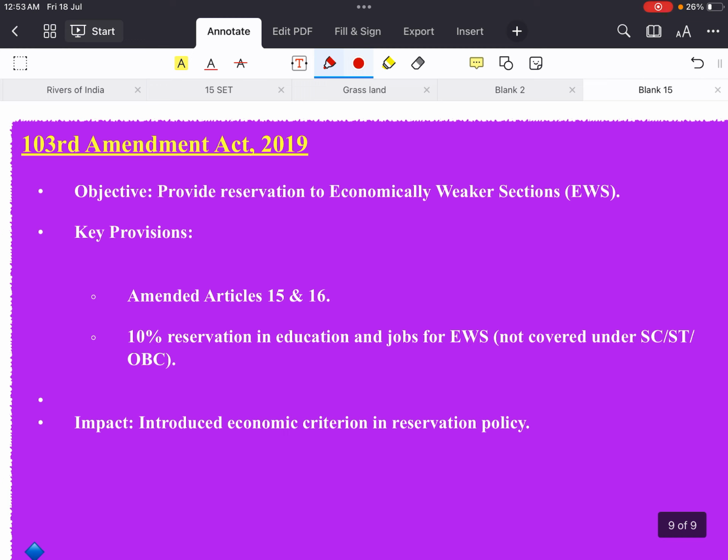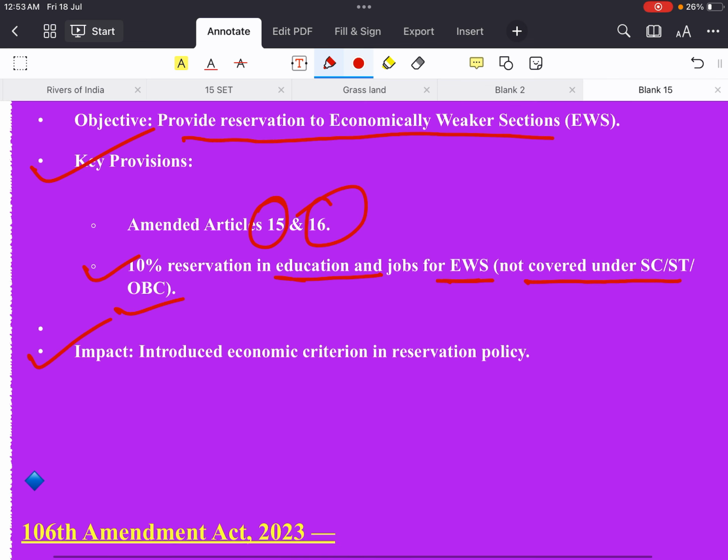103rd Constitutional Amendment Act. What was the 103rd Constitutional Amendment Act? Provide reservation to EWS, that is the economically weaker section. What were the key provisions? Amended Articles 15 and 16. 10% reservation in education and jobs for EWS not covered under SC, ST and OBC. What was the impact? Introduced an economic criterion in reservation policy.